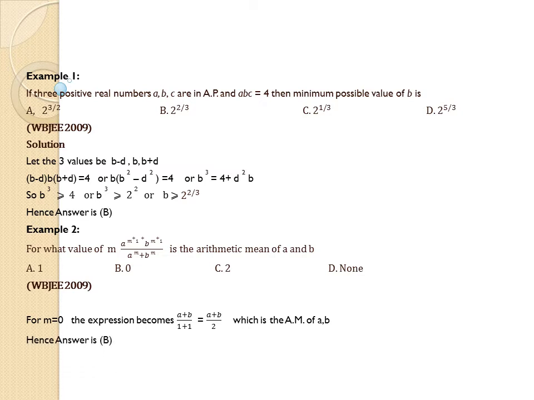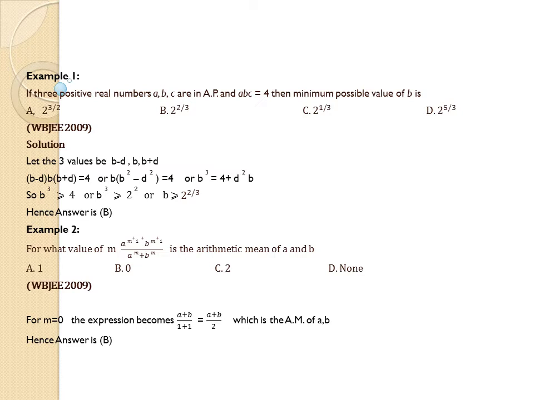So I can say that when m equal to 0, at that time it is coming as the arithmetic mean of a and b. It is so simple, nothing much to do in the problem and solution, just put m equal to 0 and the answer will come.